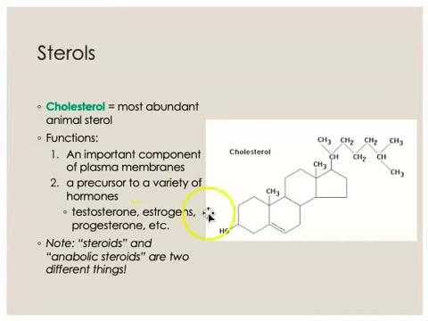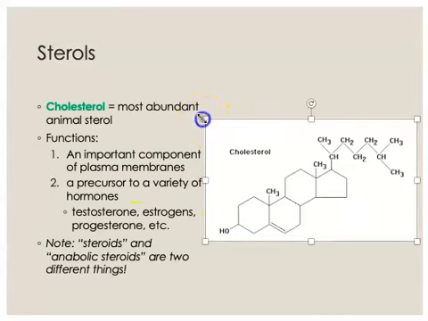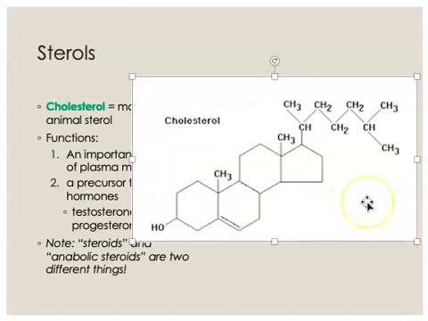Over here on the right-hand side of the slide, we can see the structure of cholesterol. Like all sterols, it has this big, bulky ring structure. 6, 6, 6, and 5. This is a large, bulky molecule. Remember, all sterols have this single hydroxyl group attached to this outer ring.